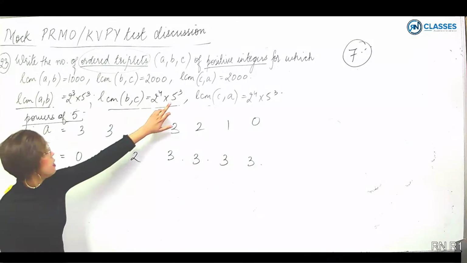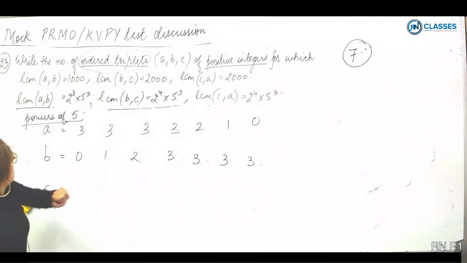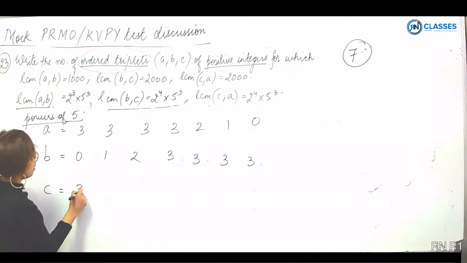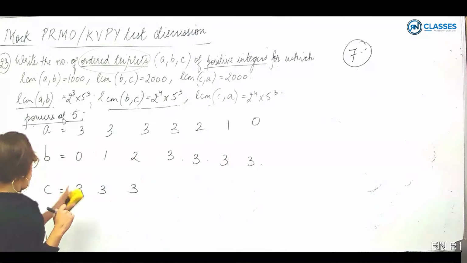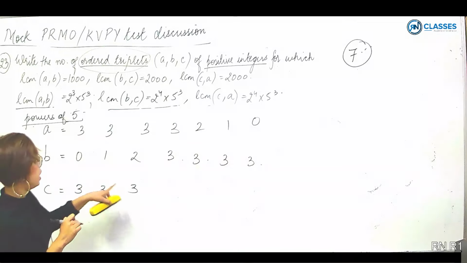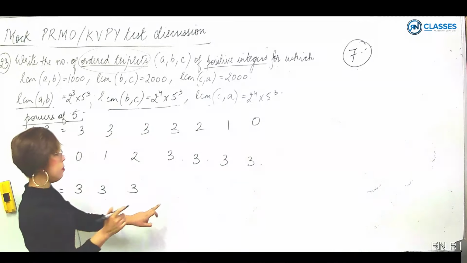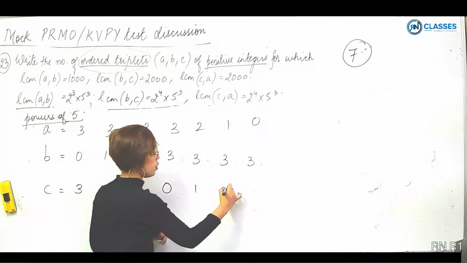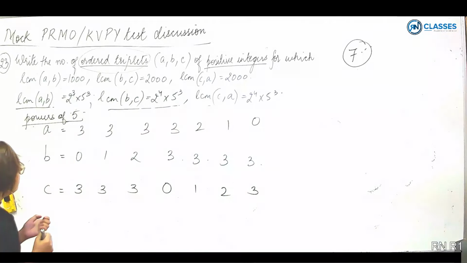Now, this one. 5 cubed is there. So I can have 3, 3, 3. From here, I can change my position also. Maybe I can have 0, maybe I can have 1, maybe I can have 2 here, maybe I can have 3 here.